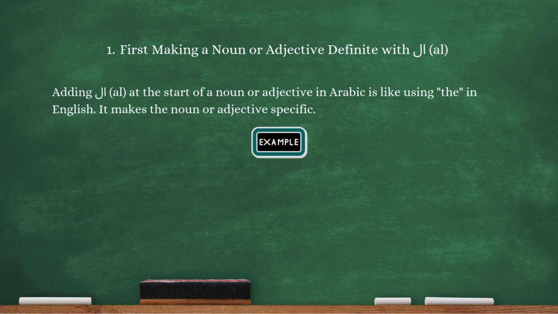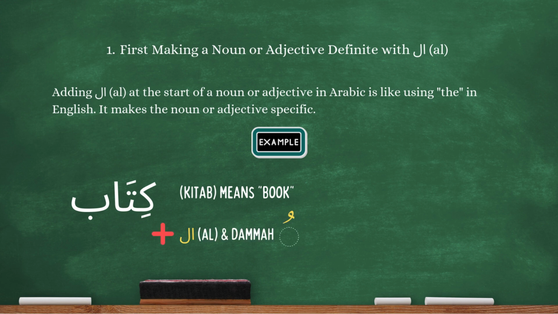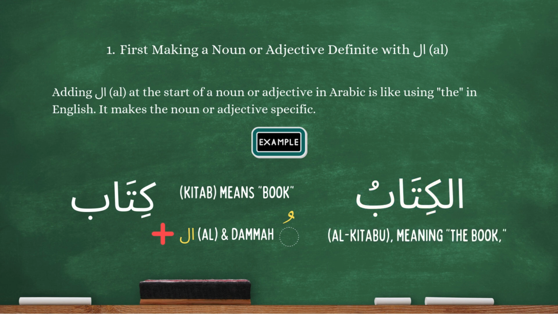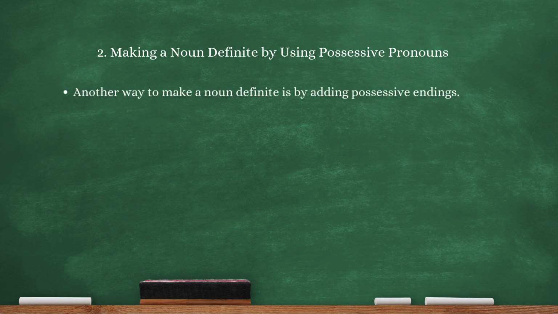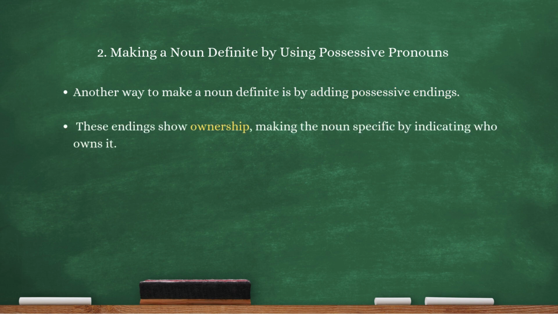For example, the word kitab means book. When we add al and damme, it becomes al-kitabu, meaning the book, indicating a specific book. Second, making a noun definite by using possessive pronouns. Another way to make a noun definite is by adding possessive endings. These endings show ownership, making the noun specific by indicating who owns it.